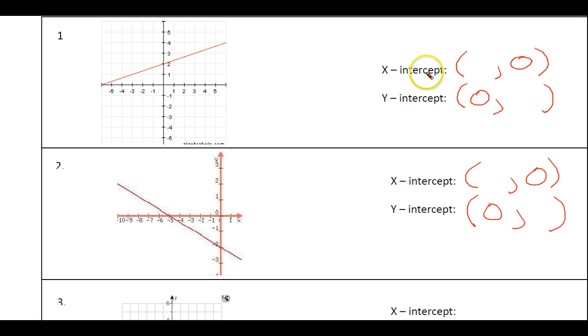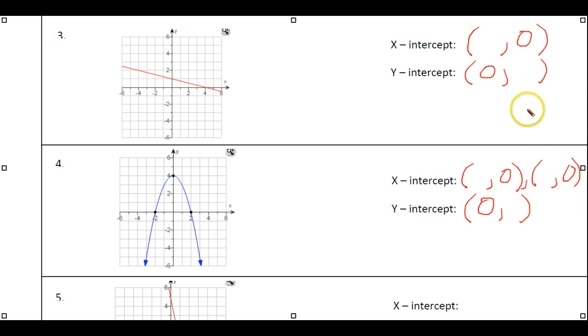So, looking at it carefully here, the x-intercept is going to be (-6, 0). And here this is going to be (0, 2). There's your y-intercept, and there's your x-intercept. Your x-intercept here is going to be -5, and your y-intercept is -2.